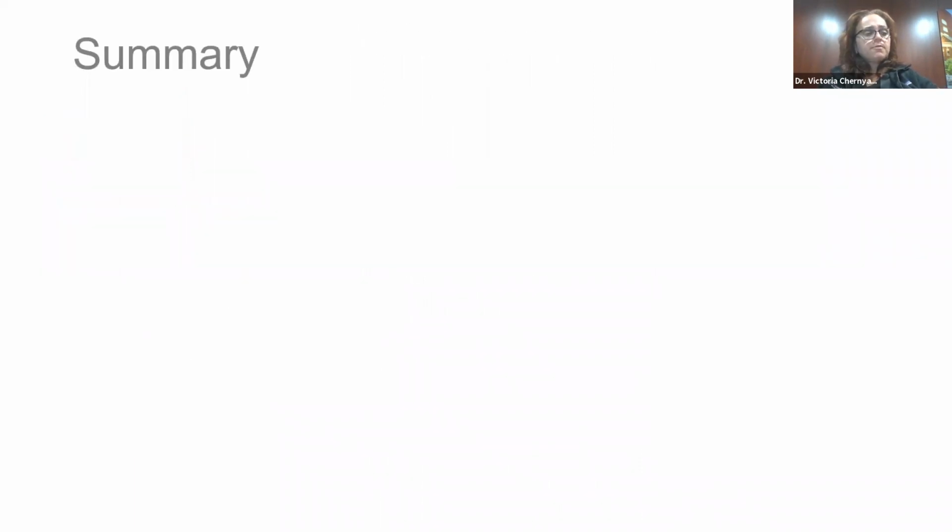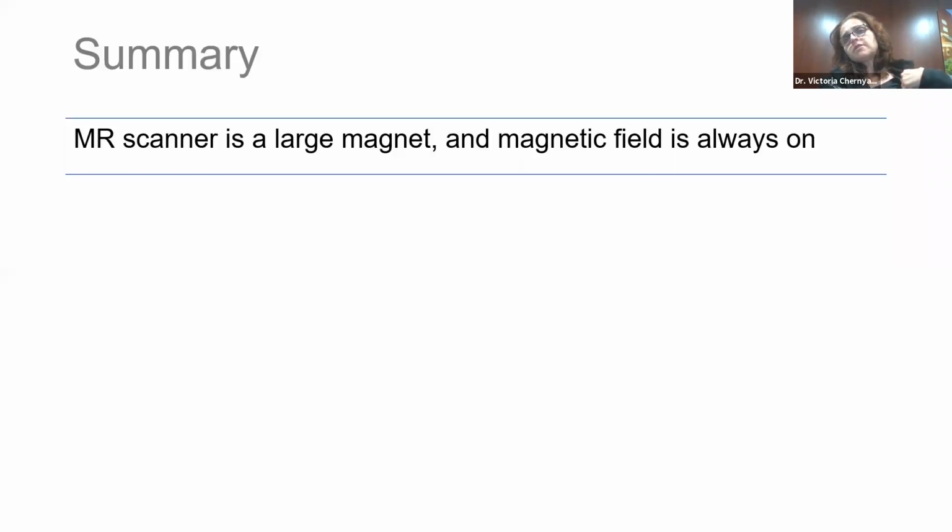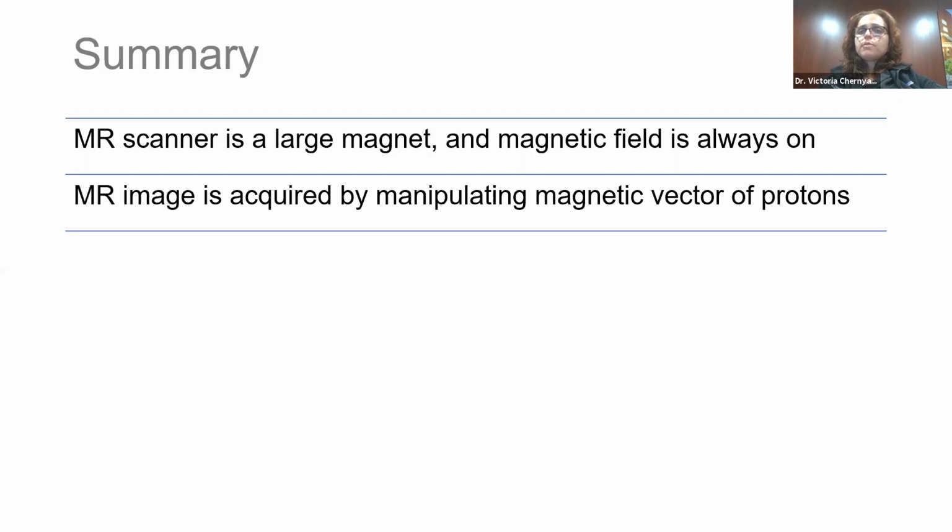So to summarize, what we talked about today is, remember, an MR scanner is a large magnet. The main magnetic field is always on, which has implications for safety and things like that. An MR image is acquired by manipulating the magnetic vector of protons. Remember, protons have these spinning magnetization spins, create these vectors, and we can manipulate the net vector in multiple various ways to create an image, which is basically a map of signal intensities in each slice.